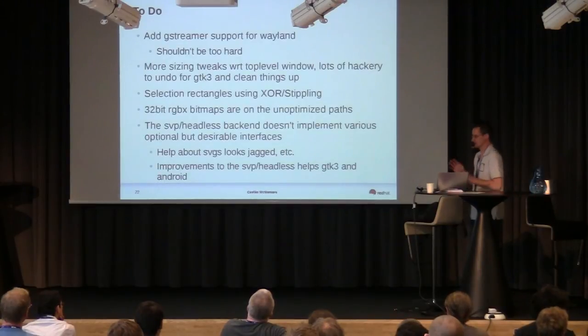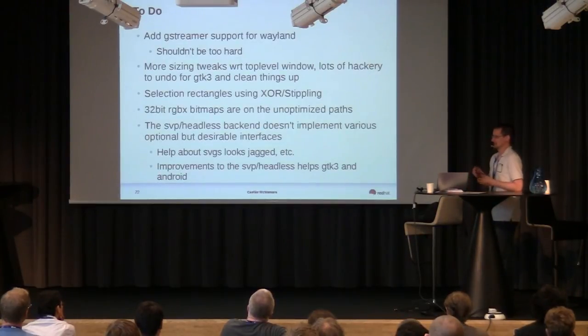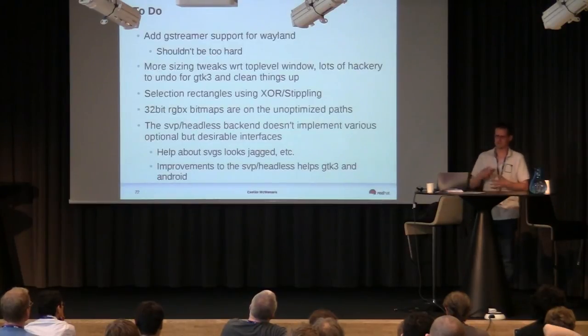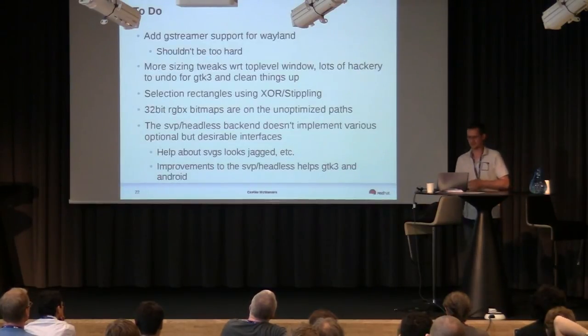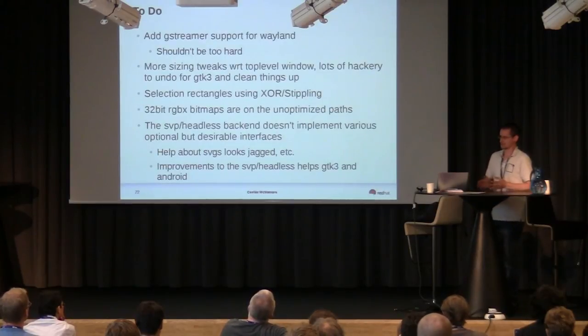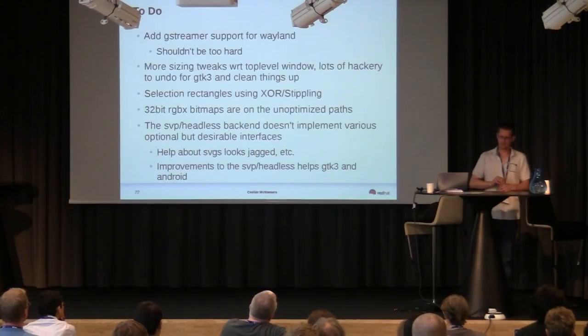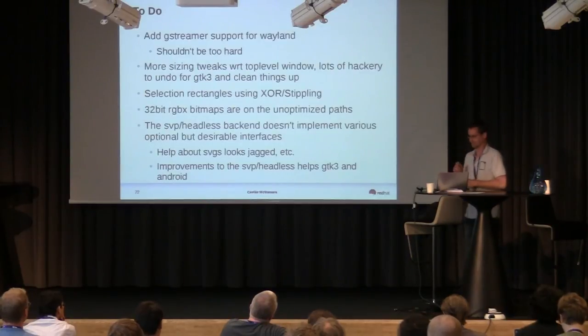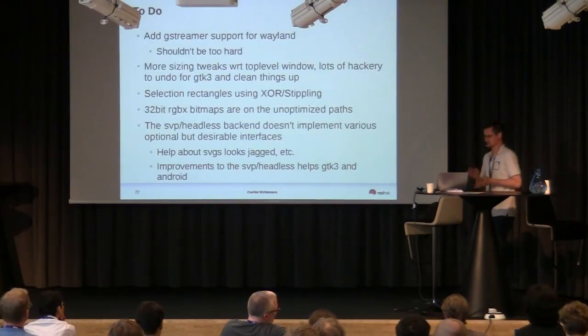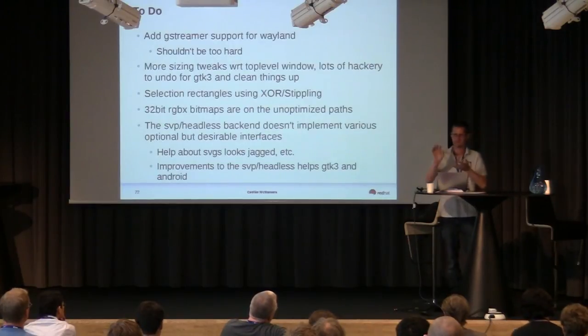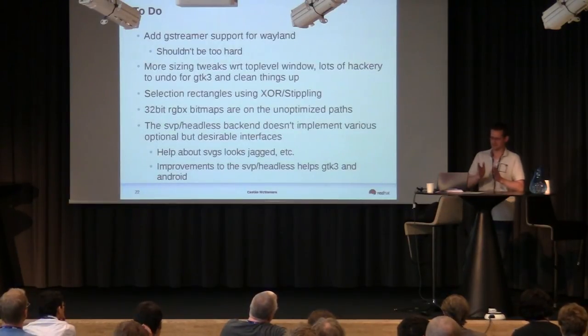The sizing tweaks I mentioned with the top level: we have a whole lot of code that tries to figure out the real size of the window, taking into account decorations and things like that. It's all redundant now, so we'll have to remove a lot of that for GTK3 and clean things up. Under Wayland, your size is still not quite right. It works perfectly fine, but it's the wrong size. For the selection rectangles, in a lot of cases we're still using XOR selections or stippling, and that's not implemented in the base BMP headless backend.